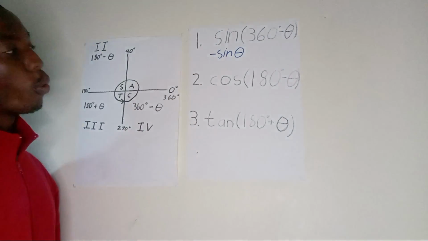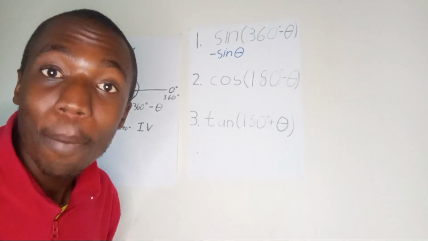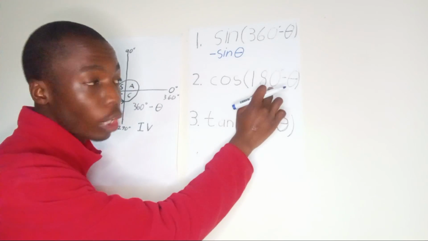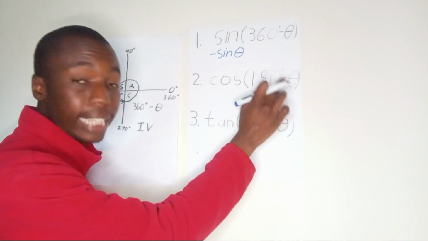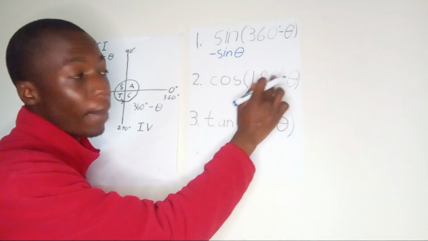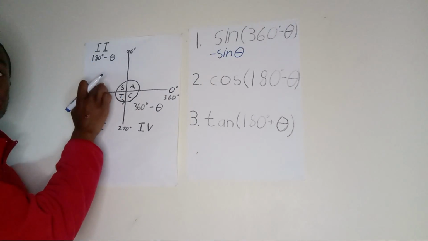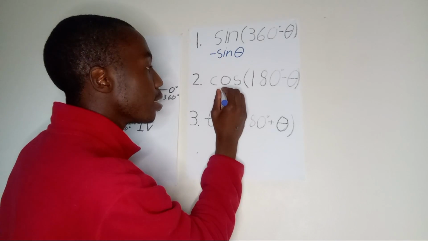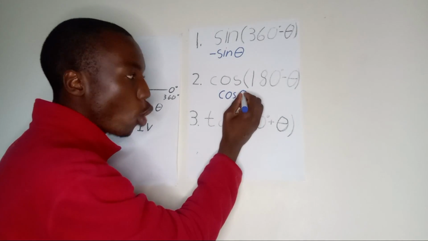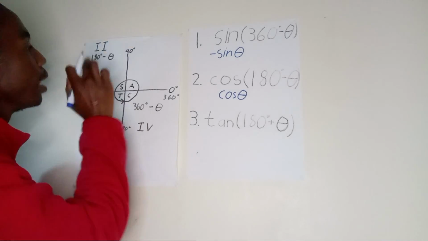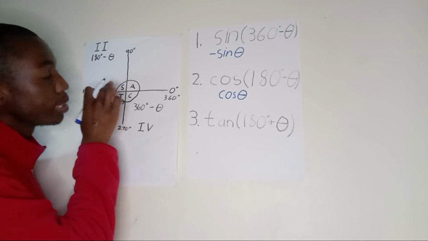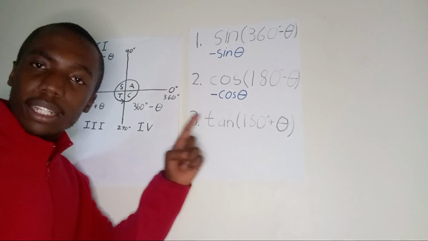Negative sine. Now, let's go to cos. What's the first step? Minus the trig ratio. Minus cos, right? Focus on this, the 180 minus theta, right? Where is 180 minus theta taking place? Second quadrant, right? Now, let's reduce this to cos theta. And now, is cos positive or negative in the second quadrant? Obviously negative because sine is positive. That makes cos negative.